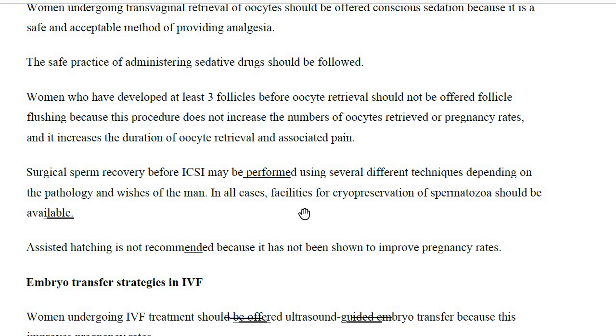So surgical sperm recovery before intracytoplasmic sperm injection may be performed using several different techniques depending upon the pathology and wishes of the men. In all cases, facilities for cryopreservation of spermatozoa should be available. Assisted hatching is not recommended because it has not been shown to improve pregnancy rates.